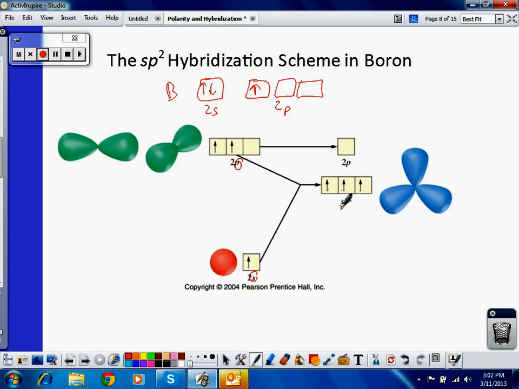And the same thing happens with anything that has AX3 or AX2E geometry. Those are all sp2 hybridized, and then the third p does not hybridize. And we'll talk about what happens with that p and some other things that are besides boron here toward the end.